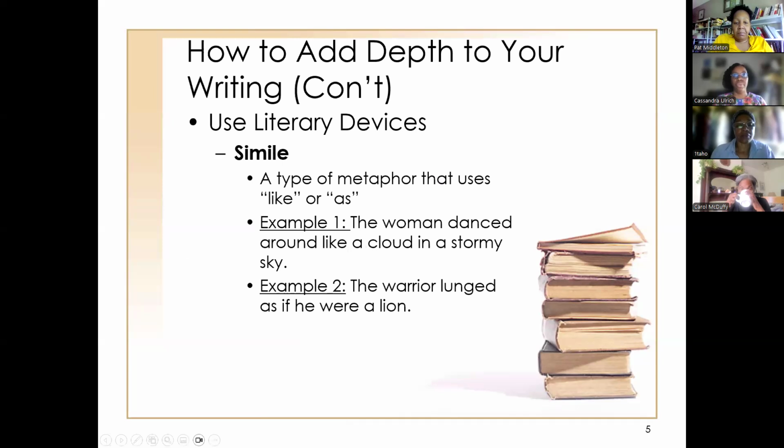And the last one I wanted to bring up was simile, which is a type of metaphor. But you would use the word like or as within the sentence. So: the woman danced around like a cloud in a stormy sky. You get a certain visual from that, of how she's dancing. And example two: the warrior lunged as if he were a lion. So those are a couple of ways that you would have a simile.